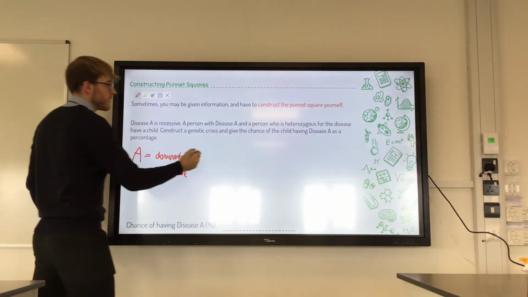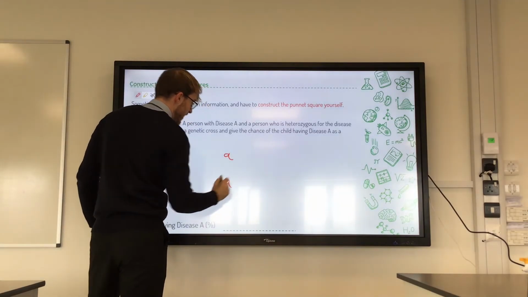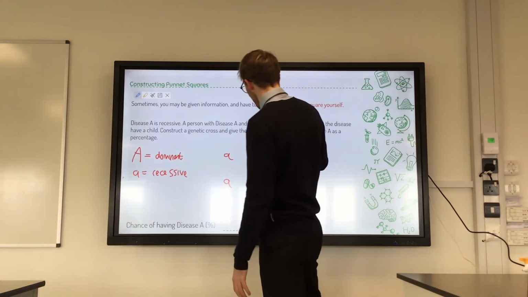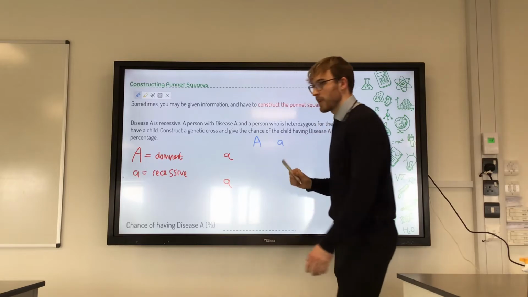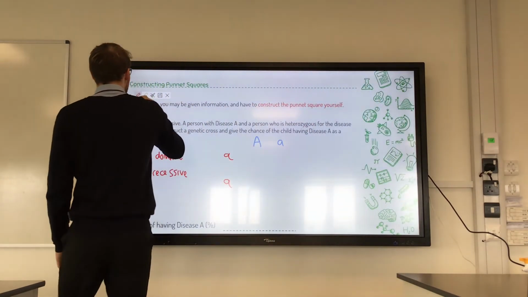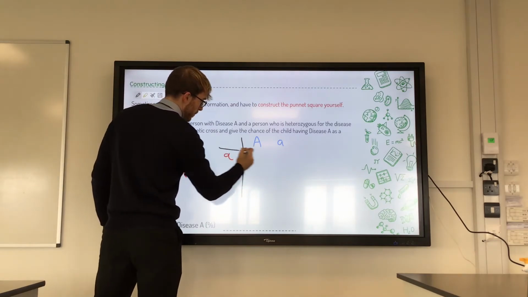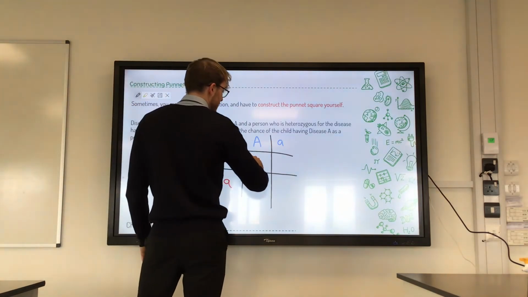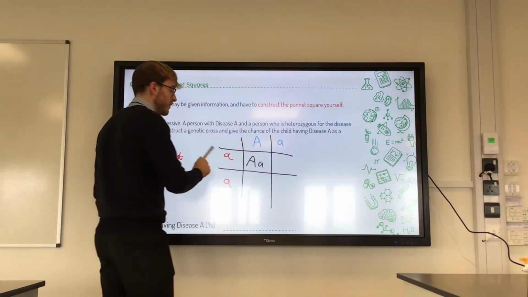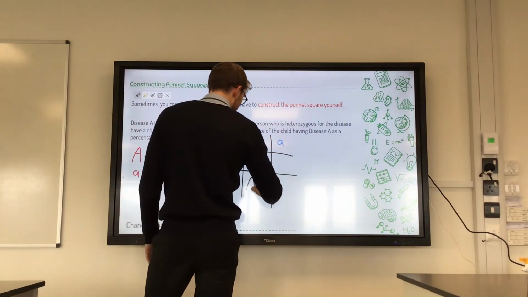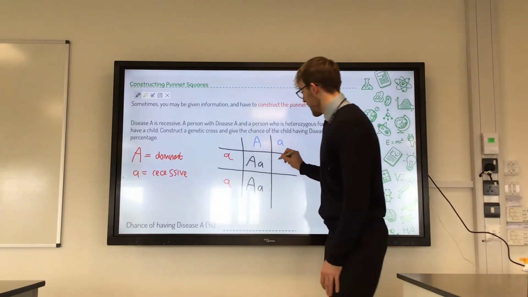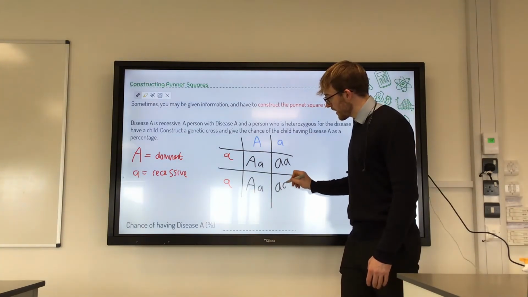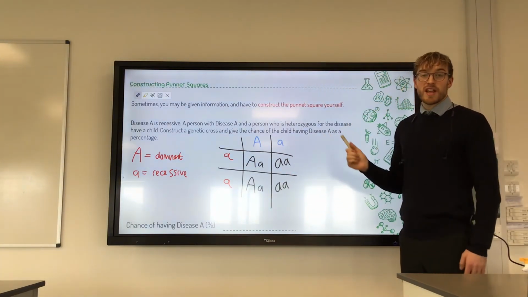So the person who is homozygous recessive can go here. It doesn't matter which side they go on. And the person who is heterozygous can go here, dominant recessive. What we can then do is combine those in a genetic cross and say that this genotype would be heterozygous because we're combining a dominant with a recessive. This person would be heterozygous. This person here would be homozygous recessive, lowercase, lowercase, and the same as this person, lowercase, lowercase. So this is our genetic cross done.